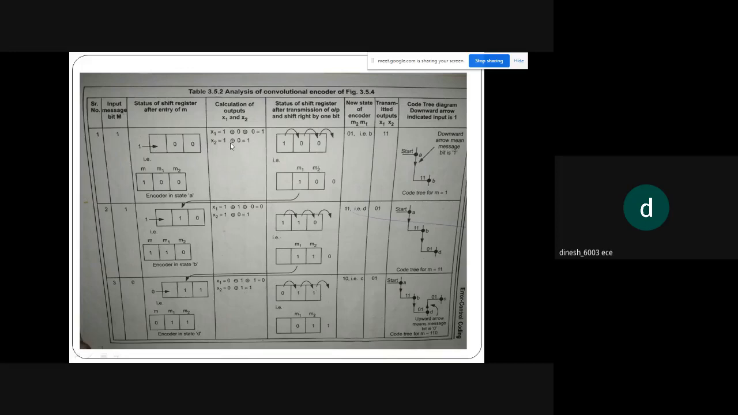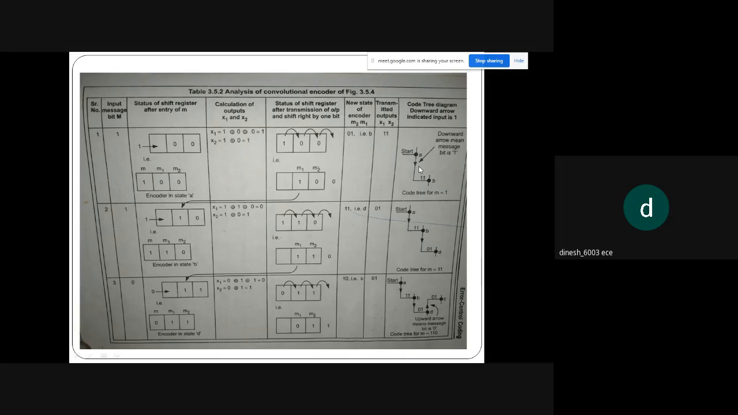The output is 1 1. And due to this, I do a right shift of 1 bit and I get a new state. That new state is 0 1, which is small b, which I had assigned. So for A, which is 0 0, if I give an input message bit of 1, the next state is B and the output is 1 1. So this is the code tree diagram for the first row.